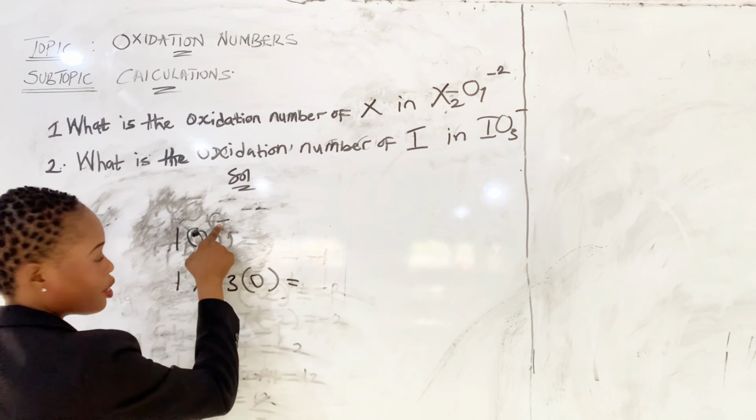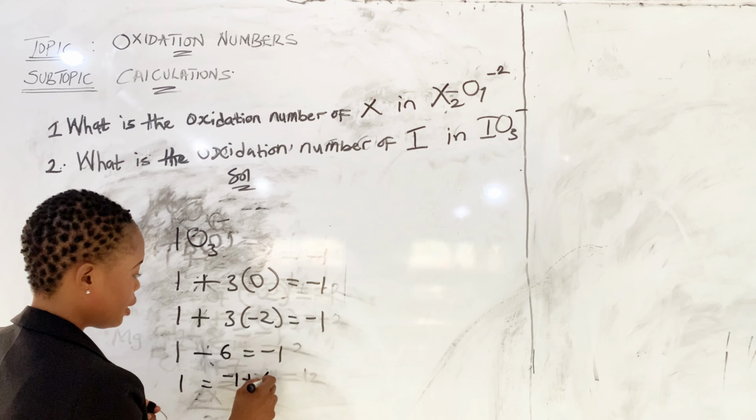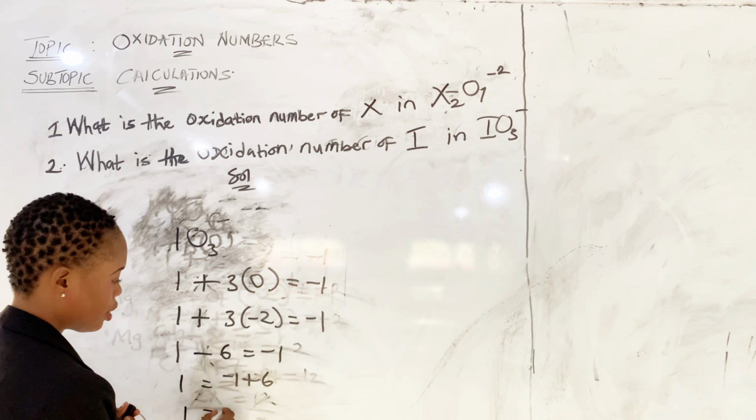So I plus, remember we're adding up the oxidation numbers. So remember, plus times minus is minus, so I minus 3 times 2, which is 6, equals minus 1. So I is equal to, this will go over the equal to sign, minus 1 plus 6, which is I is equal to what? Plus 5. Is that okay? So meaning that the oxidation number of I, or iodine, in IO3 minus is what?